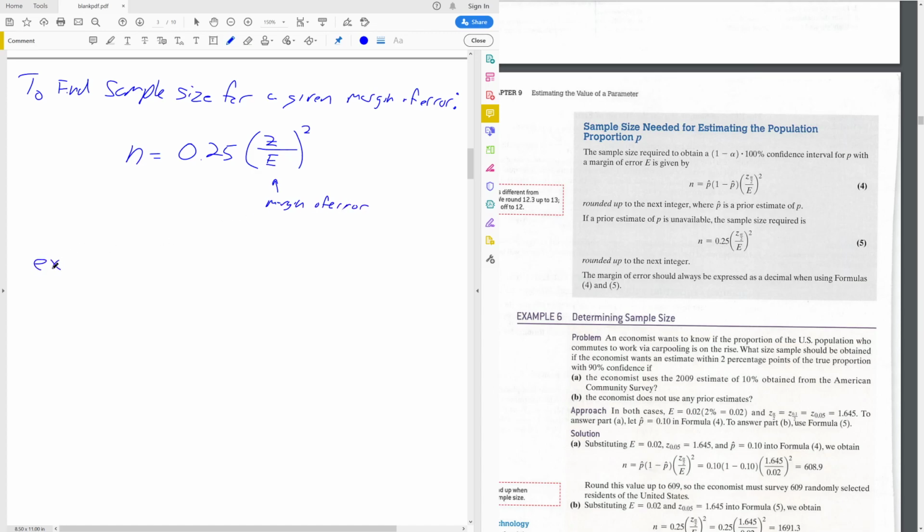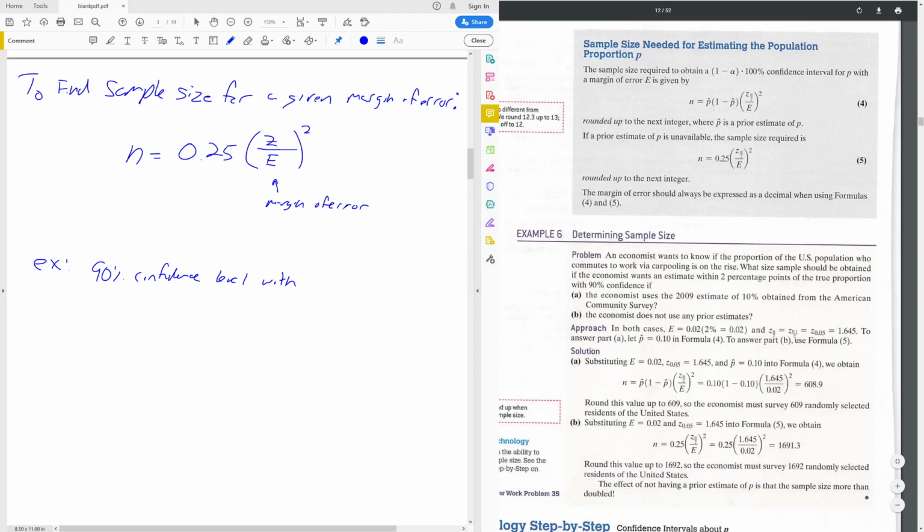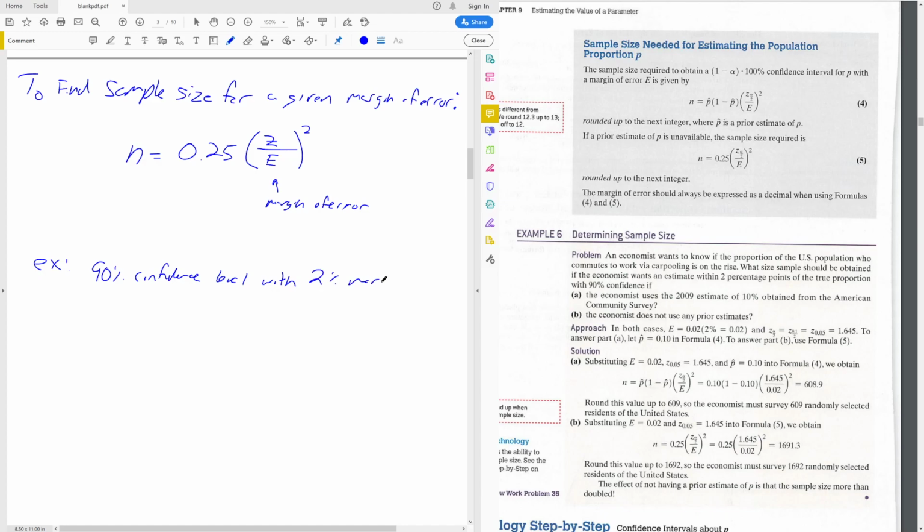Okay, so for example, suppose we want a 90% confidence level with, what's this book do? Within 2 percentage points. So it wants a margin of error of 2%. Okay, so what sample size would we need?